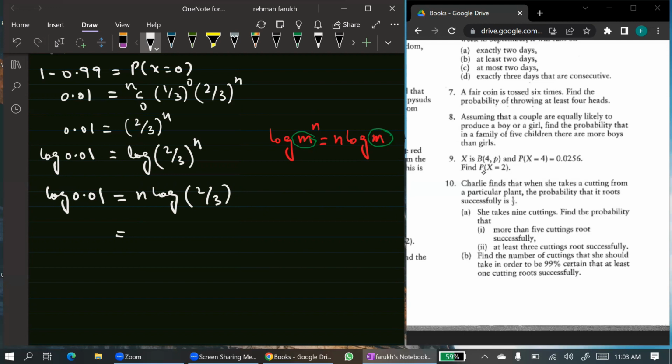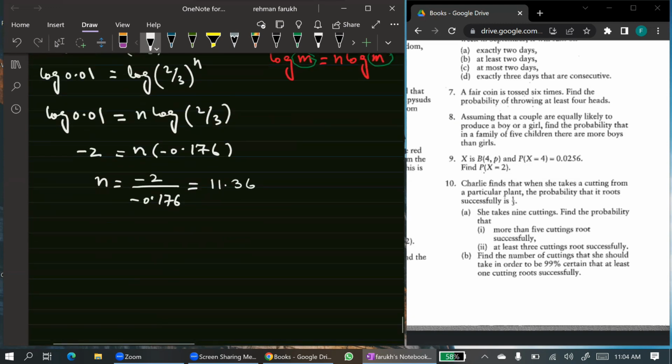Log of 0.01 is -2, and log 2 by 3 is minus 0.176. The value of n is 11.36.